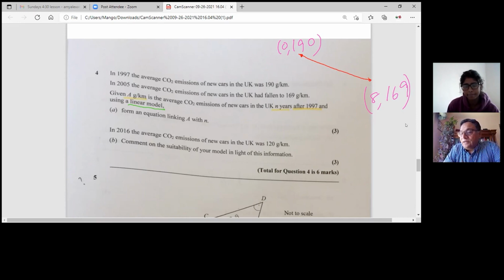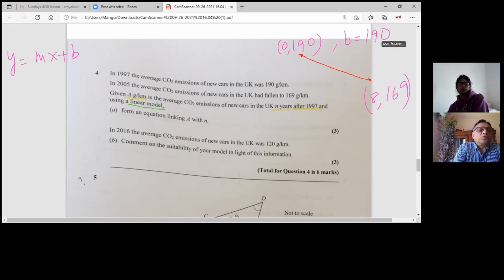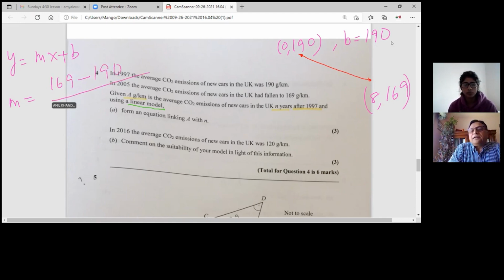And of course, the slope has to be negative, as you have seen here. It is coming down, right? So we are expecting some equation which is of the form y equals mx plus b. And since we know the y-intercept is 190, we know the value of b, right? B is 190, correct? We need to just find the slope m, the gradient. Gradient is change in y, which is 169 minus 190 divided by 8 minus 0. So use calculator. It has to be negative. Tell me what do you get? 21 over 8. Therefore, the line equation is y equals minus 21 over 8 x plus 190.